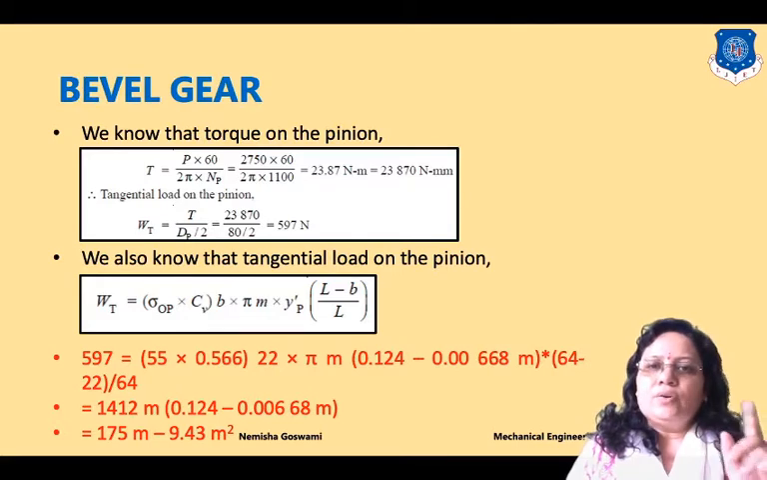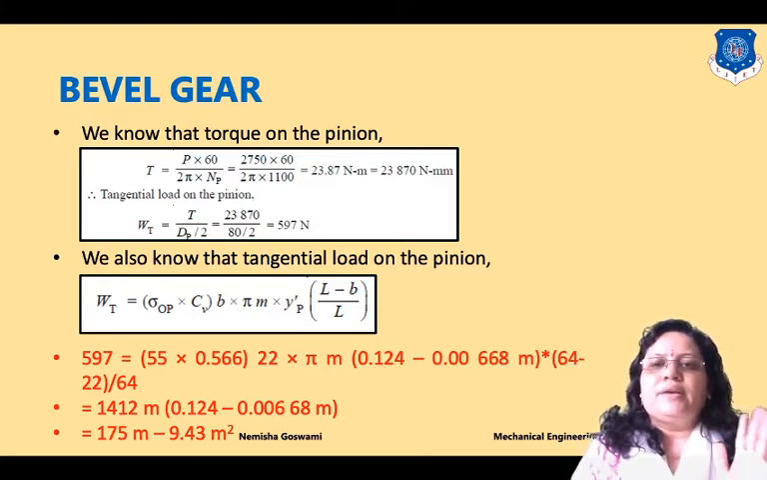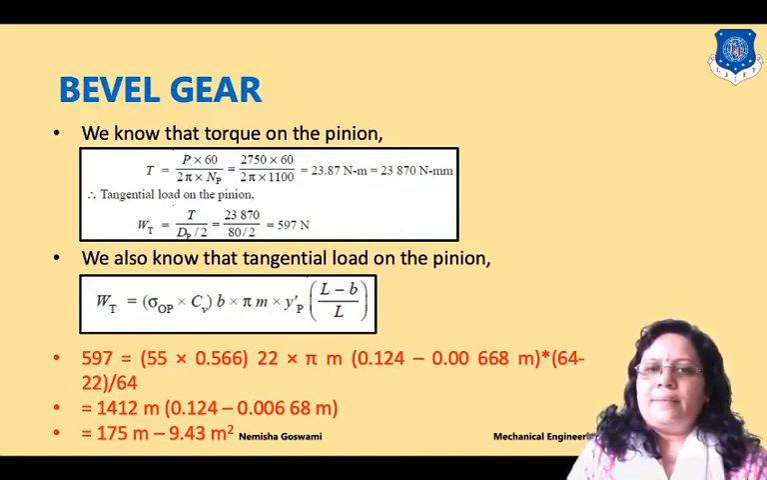So, power is equal to 2 pi NT by 60 and T is equal to P into 60 divided by 2 pi Np. Why are we taking Np here? Because we are finding torque for the pinion. So, that's why we are taking Np. So, we will put all values in this equation. So, we will get the torque is equal to 23,870 Newton mm. Okay, you can convert it to Newton meter also.